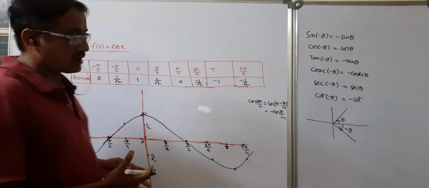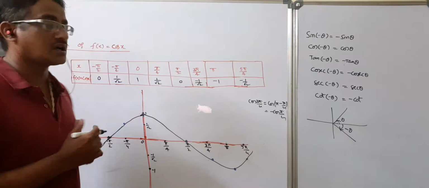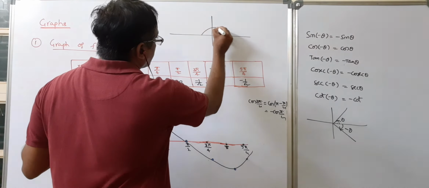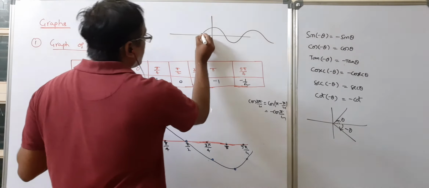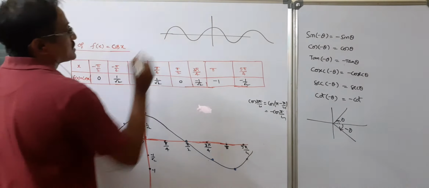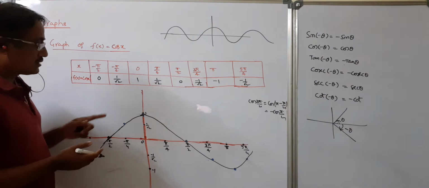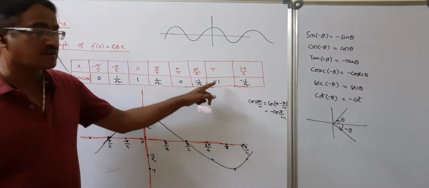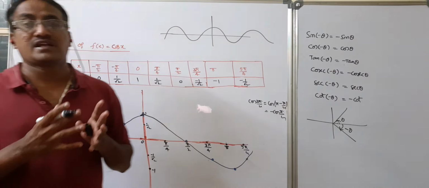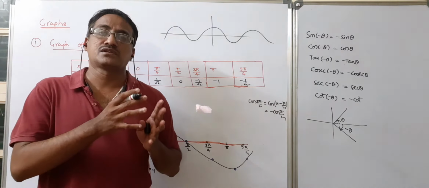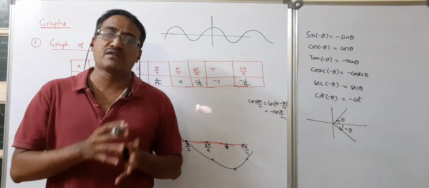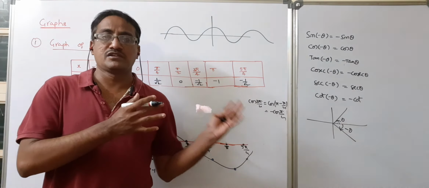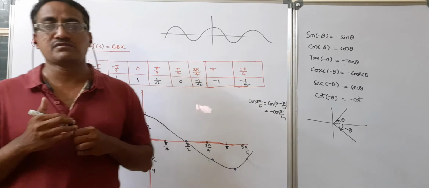So this is the graph of f of x is equal to cos x. It will look like this. And remember that the maximum value of cos x is 1 and the minimum value of cos x is minus 1. So that we call the range. So the range of sin x or the range of cos x is minus 1 to 1. The minimum value is minus 1, the maximum value is 1.